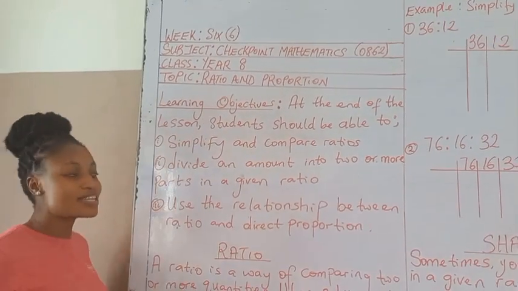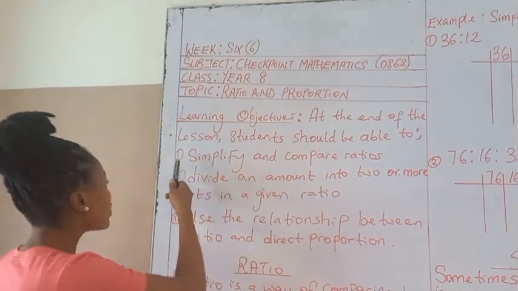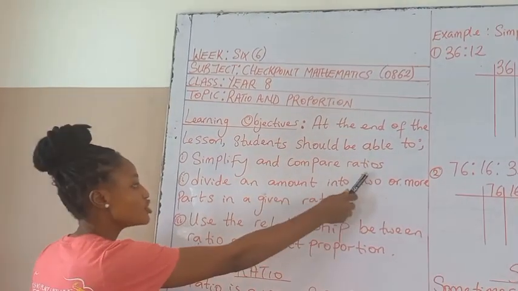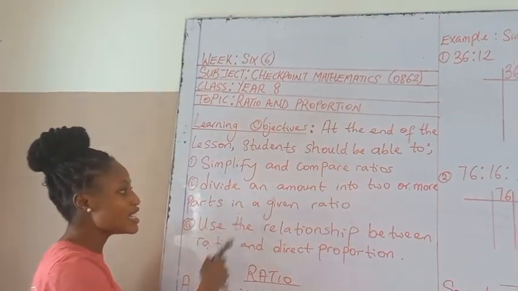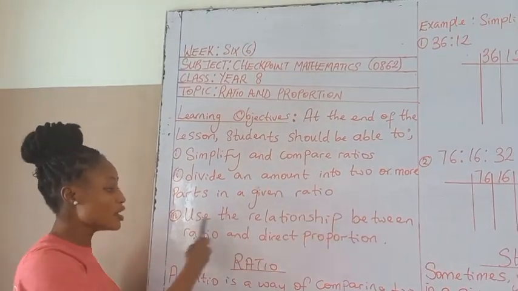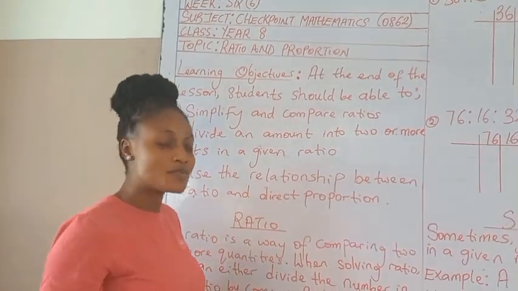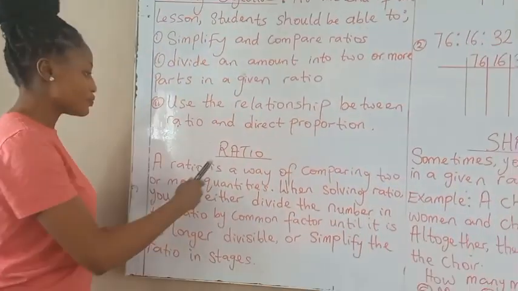Learning objectives. At the end of the lesson, students should be able to: 1. Simplify and compare ratios. 2. Divide an amount into 2 or more parts in a given ratio. And 3. Use the relationship between ratio and direct proportion.